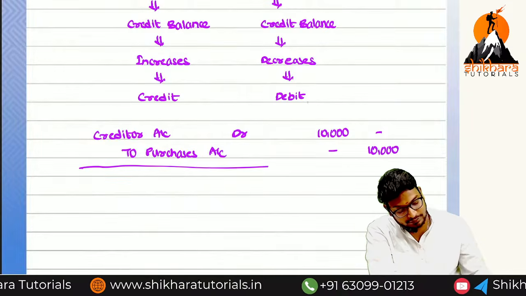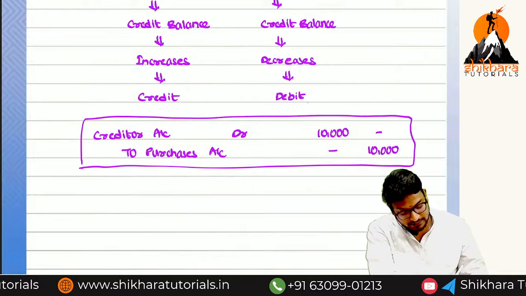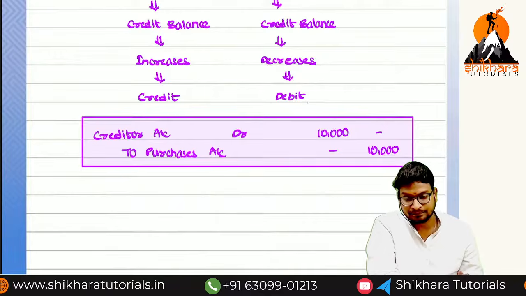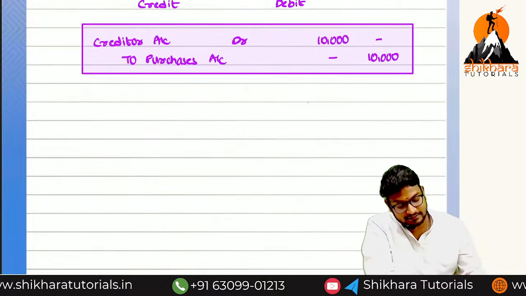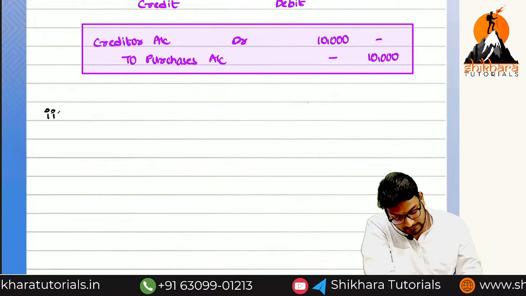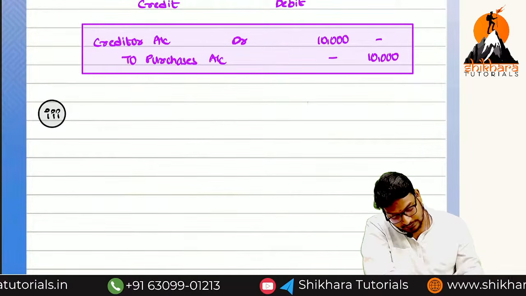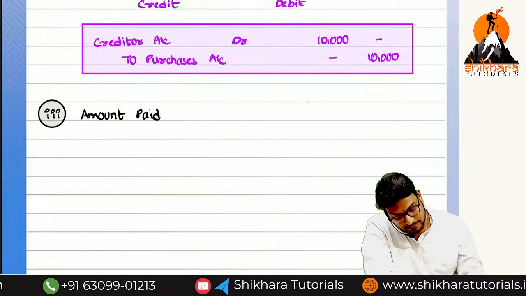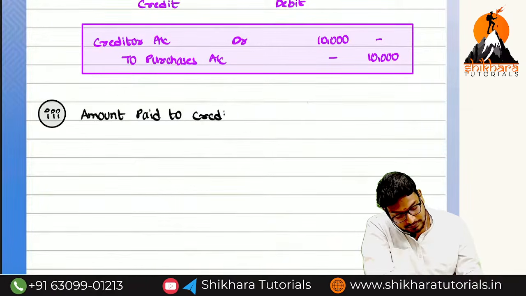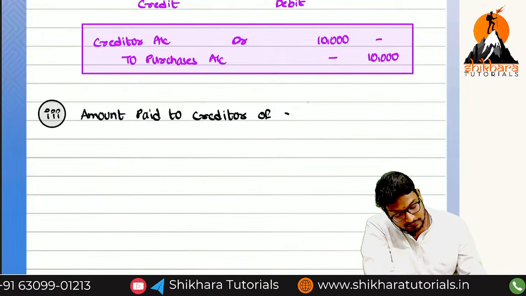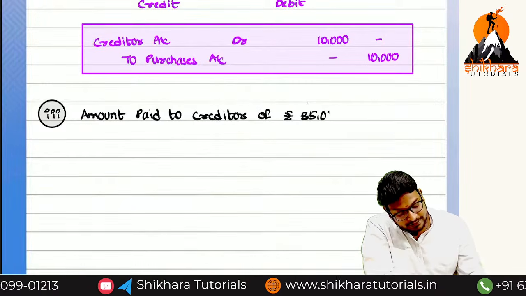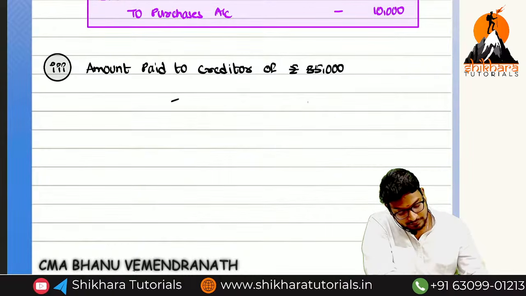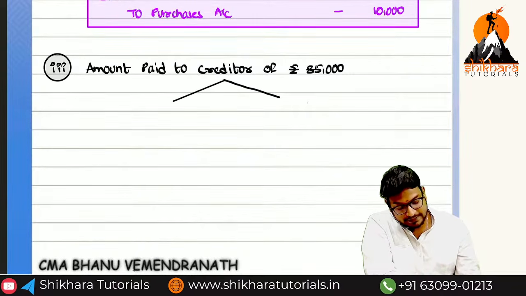While writing the amounts, you have to use the commas. Then only calculation mistakes will not happen in the examination. You have to remember that. Next, what is the third transaction? We are repaying to creditors. So amount paid to creditor of rupees how much? 85,000. Then can you say the outcomes? The two outcomes are cash and creditor.